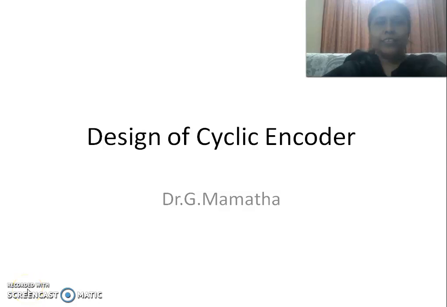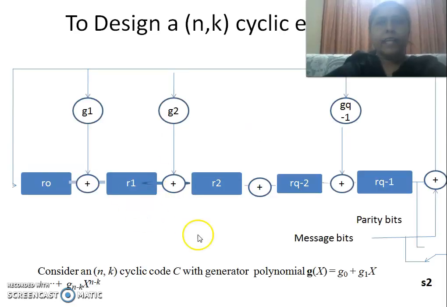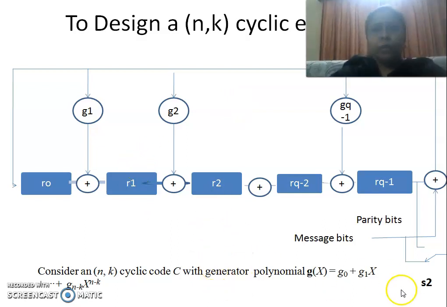Good morning, students. Today we will see the design of a cyclic encoder. All of you know what a cyclic encoder is. A cyclic encoder is the encoder built for an (n, k) cyclic code. The cyclic code satisfies linearity as well as the cyclic property. So if a generator polynomial is given, we should be able to design an encoder.